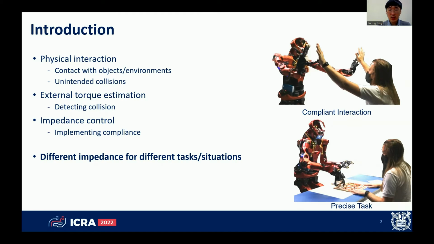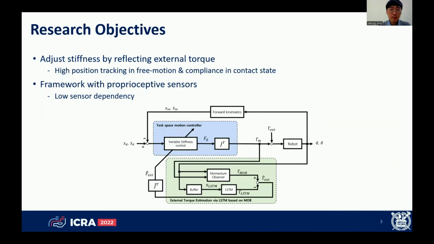Impedance control is a very effective method, but we still have to consider how much impedance should be applied because robots must interact compliantly, but at the same time, they should perform tasks precisely. Our research goal is achieving high position tracking in free motion and compliant behavior in contact state by adjusting stiffness. Unlike conventional methods with fixed impedance or variable impedance based on robots' own states, we reflect external torque to variable stiffness. Also, we try to use only motor side sensors for low sensor dependency.